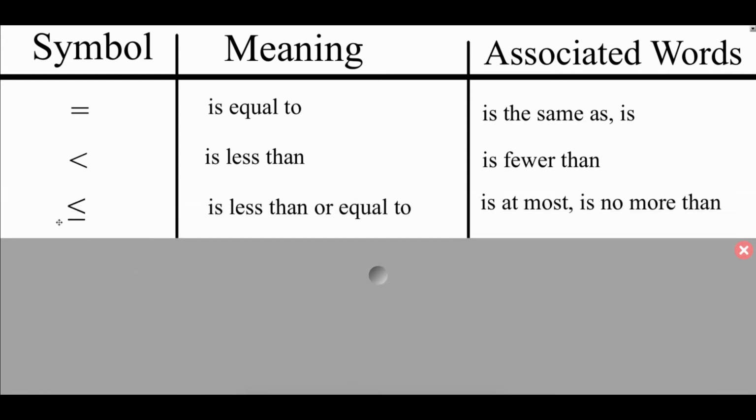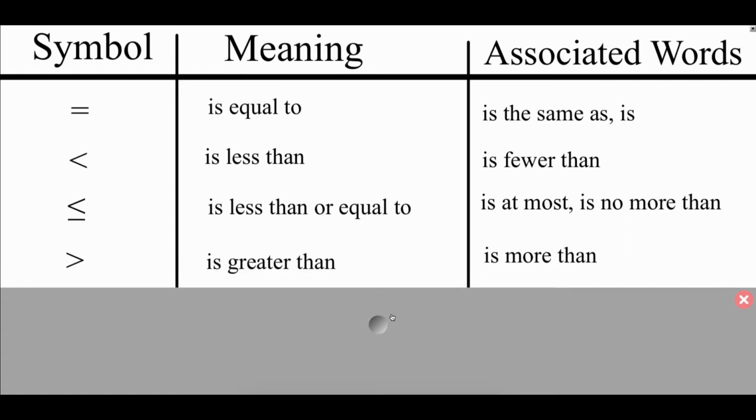Now, we could also put a line underneath that inequality symbol, and that changes the meaning just a little bit. It changes it from being strictly less than to less than or equal to. Some other words associated with this less than or equal to symbol are "at most" or "is no more than."